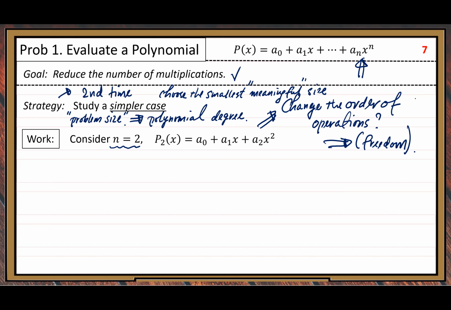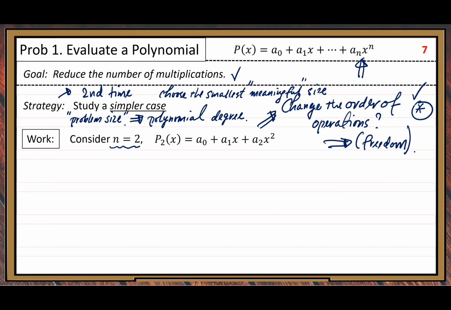The second thing, look at the annotation I made last time: change the order of operations. So what direction to go? How do we do the reduction? This is the direction we need to complete this task.